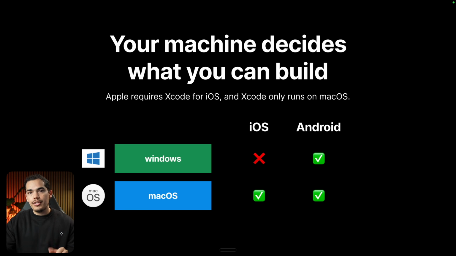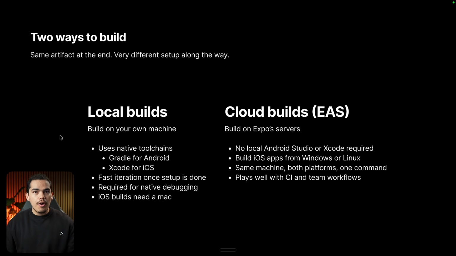That said, if you're just targeting Android, you can use Windows or Mac. Android Studio is available for macOS. Okay, so there are two ways of creating these artifacts. You can create the build locally using your computer, or you can use the cloud and services like Expo Application Services.